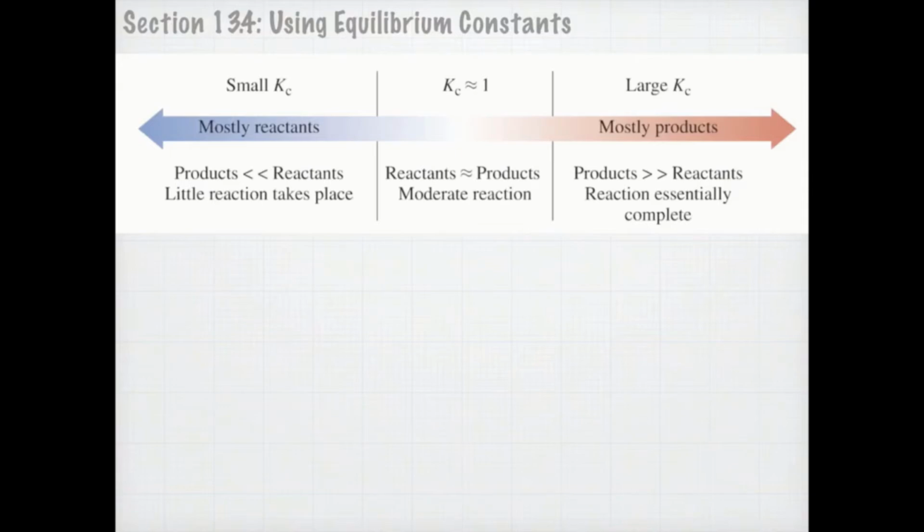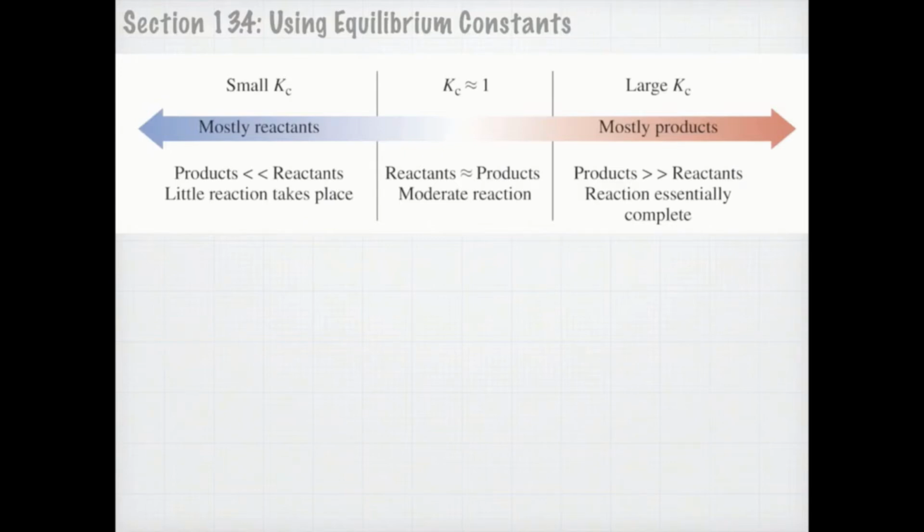If your Kc is very small, what that means is that you have more reactants than products, meaning your reactants are favored. So in this case, very little of the reaction actually took place because you have so much reactants when compared to products. So that's what your Kc or your KEQ tells you.